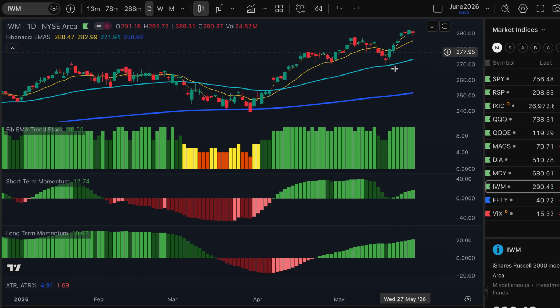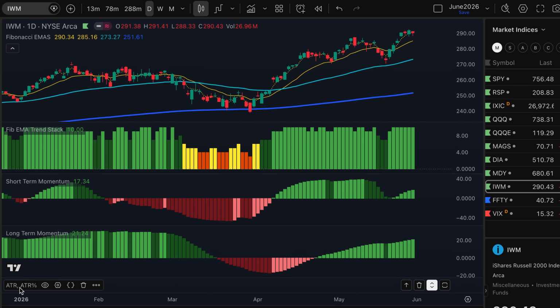Okay, so those are my indicators. And then down here at the bottom, you can see I have the ATR. So this gives the ATR in points as the first number, and then as a percentage as the second number. I have a use for each of those. Okay, so that's my new layout for my indicators.